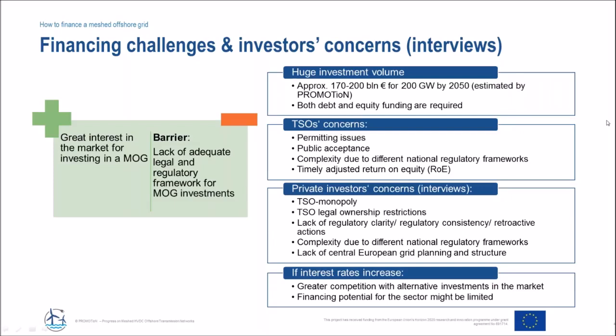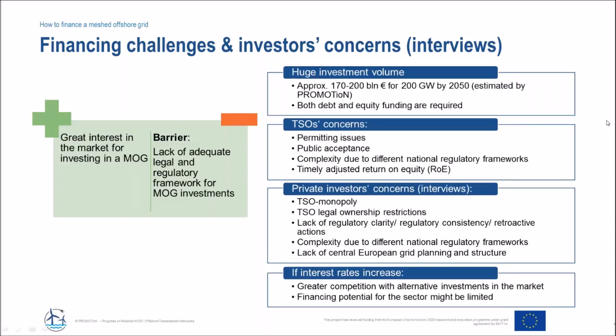There are also some concerns from private investors. These are related to the TSO monopoly and the TSO legal ownership restrictions, since very often some state-owned TSOs are not allowed to have private investors in their structures. They also mentioned lack of regulatory clarity, regulatory consistency, or sometimes retroactive actions within a regulatory framework. Also complexity, again, due to the different national regulatory frameworks. And some investors would like to see a more central European grid planning and structure. A last challenge or concern is the interest rates.